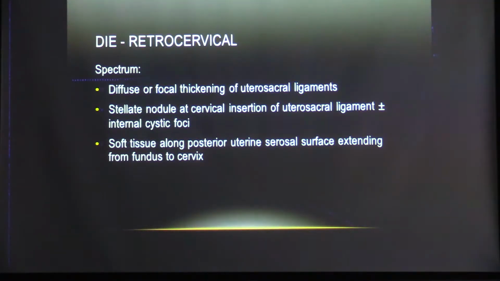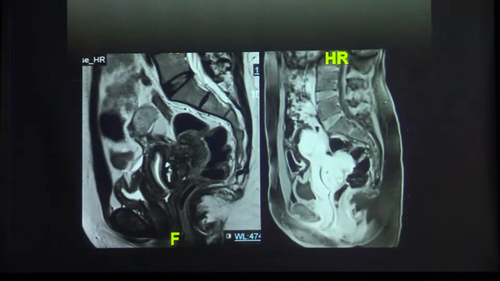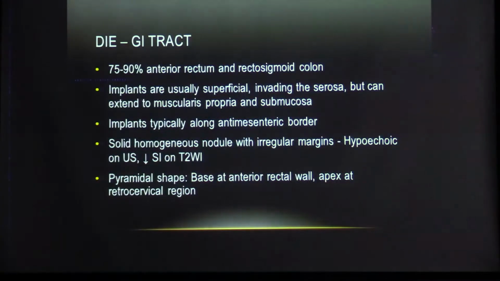There are several subtypes of DIE. I will shortly address some of them. One is retrocervical. It can look like diffuse or focal thickening of the uterosacral ligament. It can have stellate nodules at the cervical insertion, and it can have soft tissue along the posterior uterine serosal surface extending from the fundus to the cervix. I will show again the example I showed before. This is a very good example of retrocervical endometriosis that has the features that we discussed.